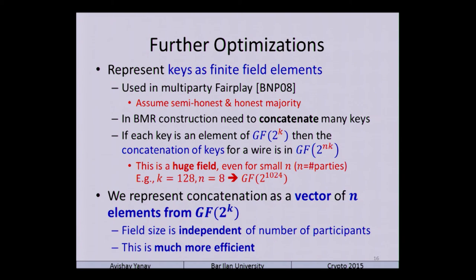So in our protocol, we represent a concatenation of n keys as a vector of n elements from a field of size 2^k. That means that the field size is independent of the number of participants in the protocol. This is a very good improvement. And also, this allows us to make operations over the super keys much more efficient than they were before.